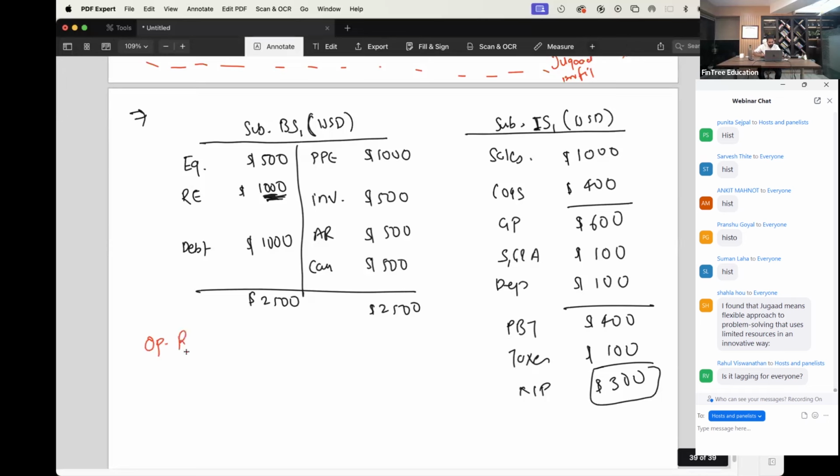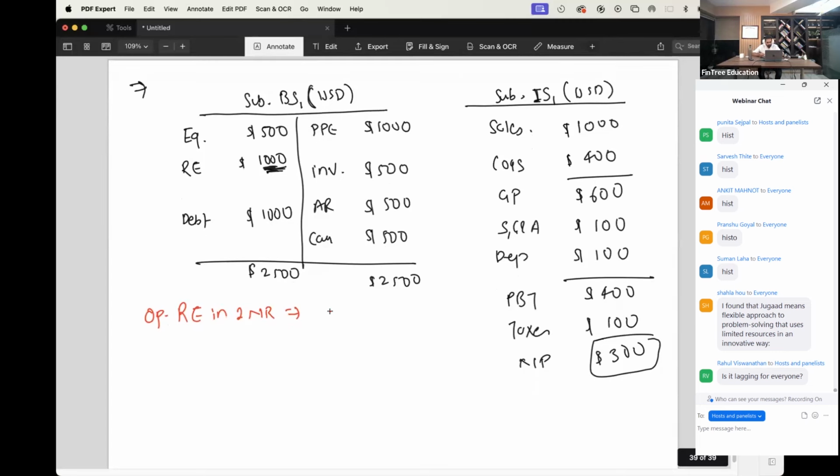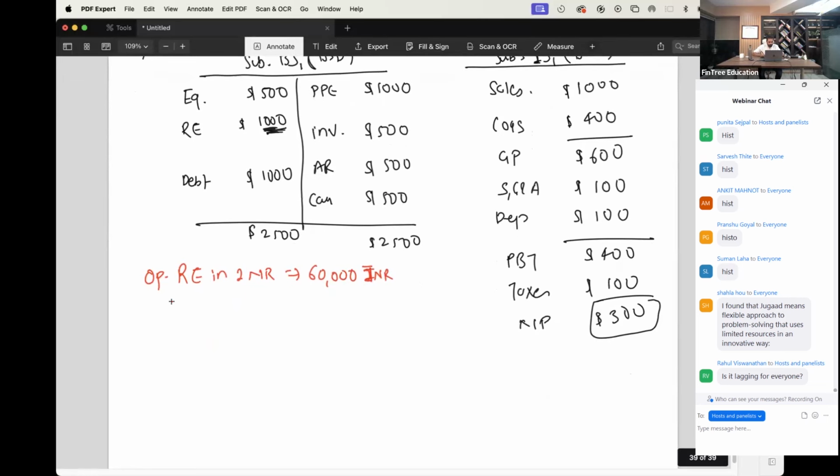The opening value of retained earnings in INR is generally not the same for both methods, but for simplicity, for both methods it is 60,000 rupees. Let's call it INR so that we distinguish between rupee and dollar. Opening retained earnings in INR: 60,000.